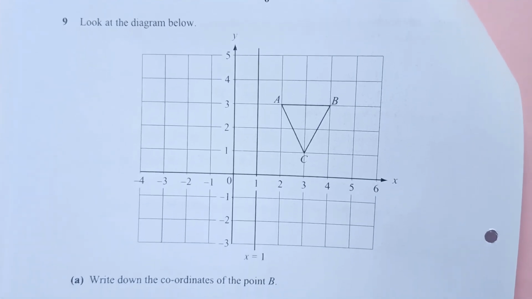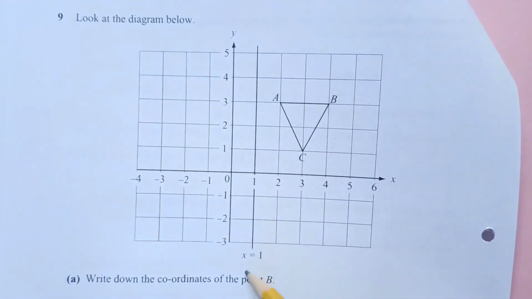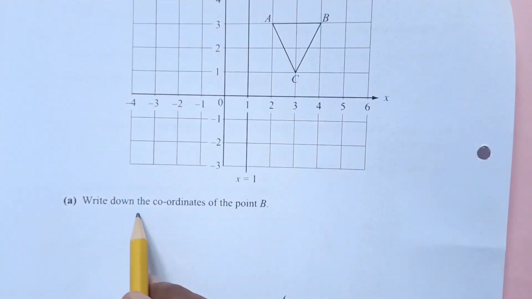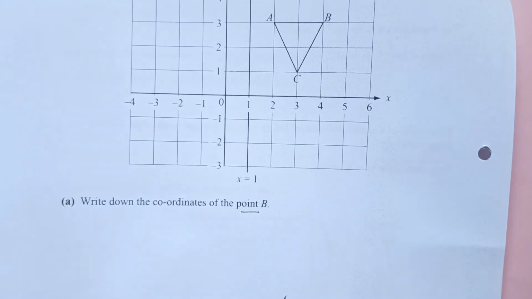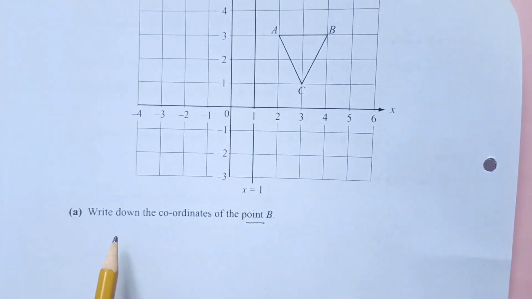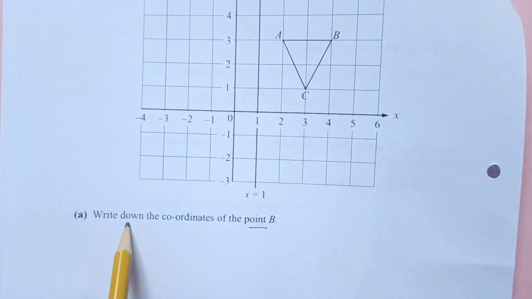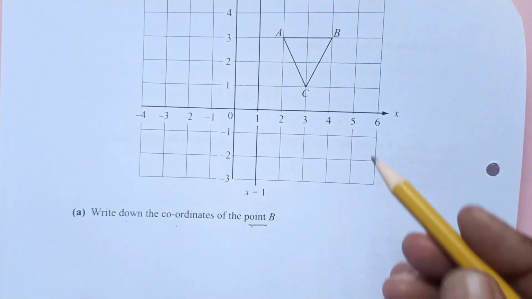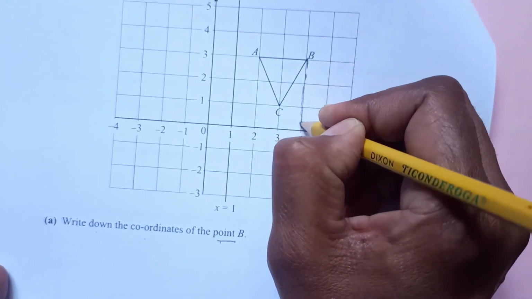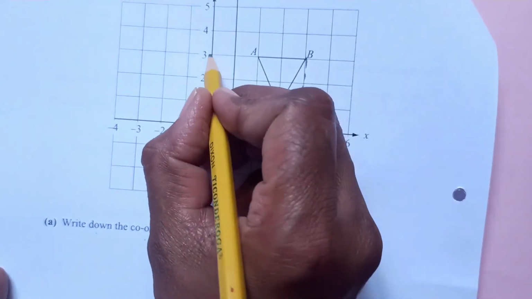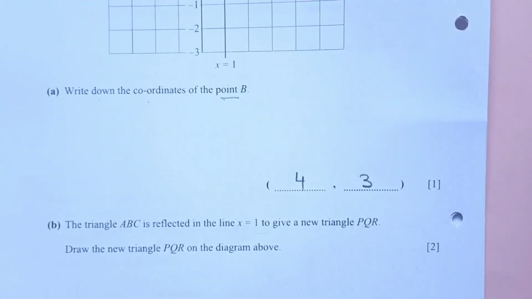So let's do one more question. Look at this diagram, we have ABC. This is the line given to us, x equals 1. Write the coordinates of point B. This question is so simple. Look at the diagram, A, B, C, D. Just looking for the coordinates of point B. Nothing to do. Its x is 4 and y is 3. So 4 and 3, that's it.